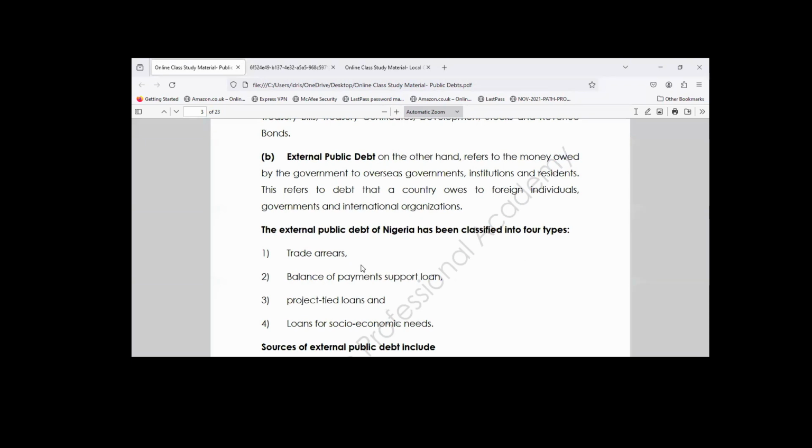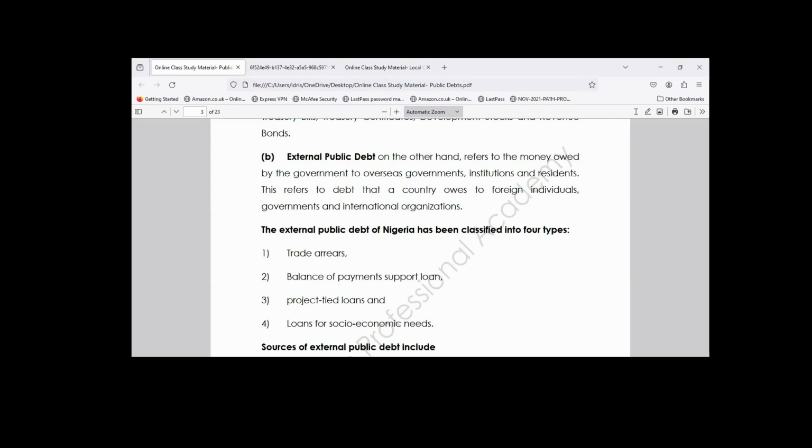Balance of payment support loan. Government can approach the IMF. The IMF can give Nigeria a loan called balance of payment support loan, to support the balance of payment. How does it support the balance of payment? To ensure that we are exporting more than we import.